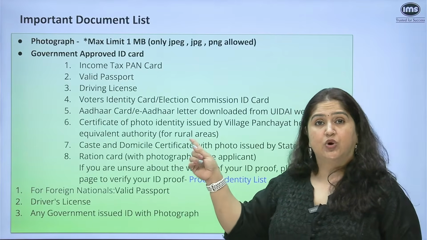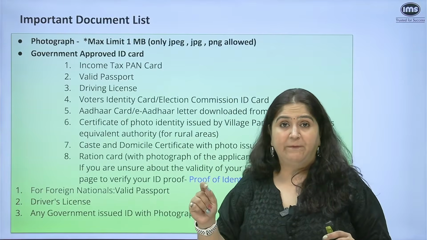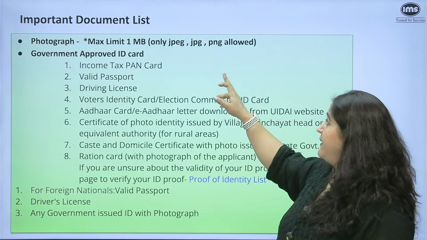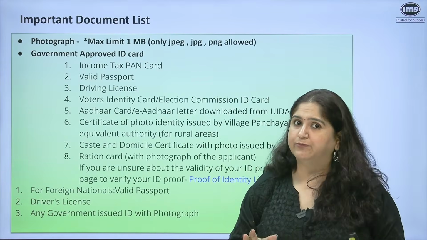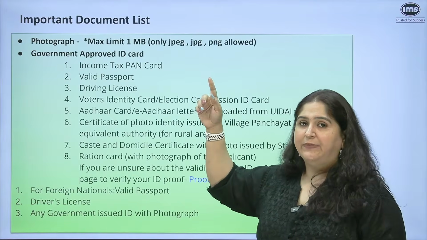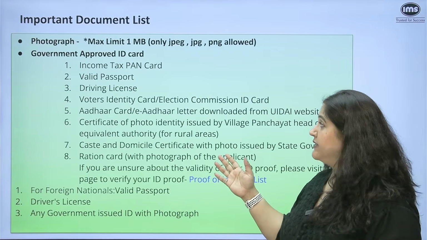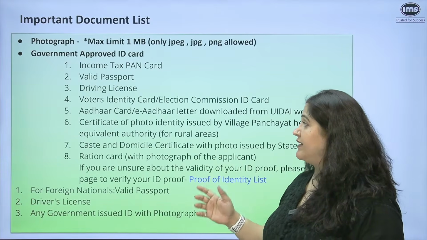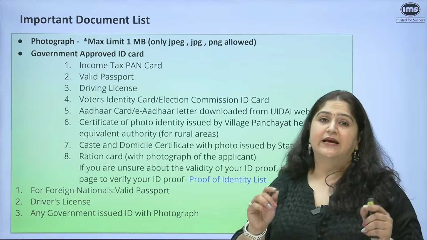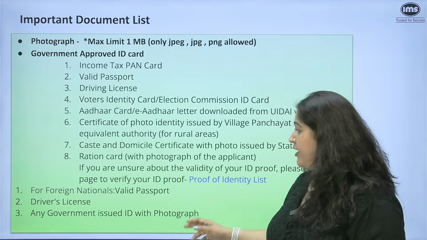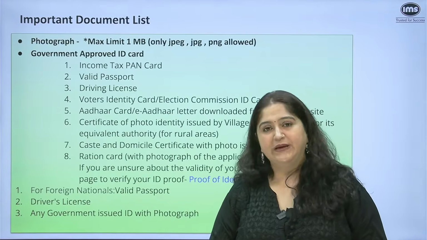Now, important documents. You will require a photograph up to 1 MB, with JPEG, JPG and PNG formats allowed. So ensure you save a proper passport size photograph within that 1 MB and those formats. This is the list of government IDs which will be required: an income tax PAN card, valid passport, driving license, voter ID, or Aadhaar ID. Select one and ensure that it is saved on your desktop. For foreign nationals, a driving license or any government-issued ID with photograph would be accepted.